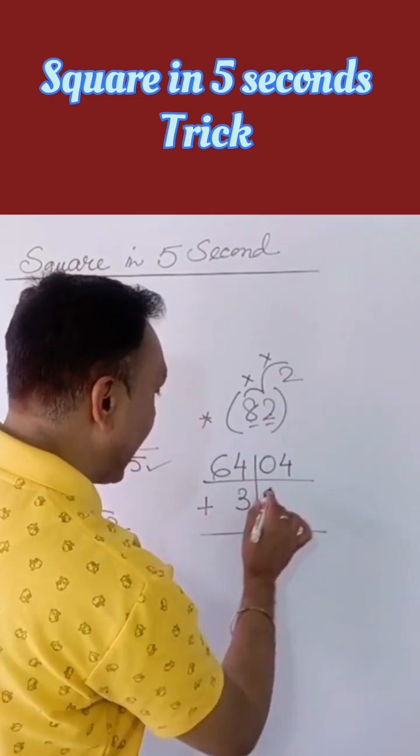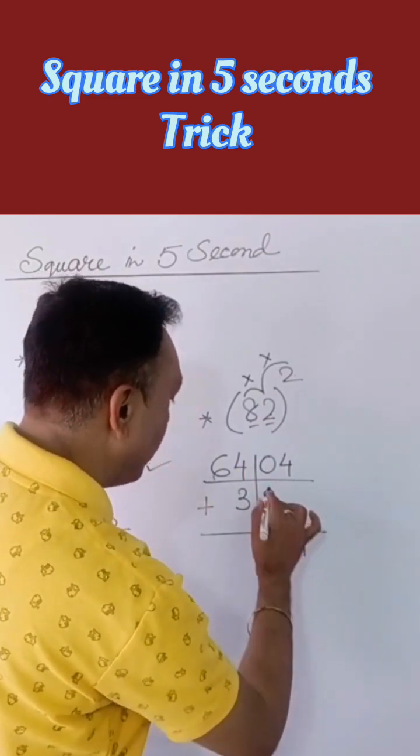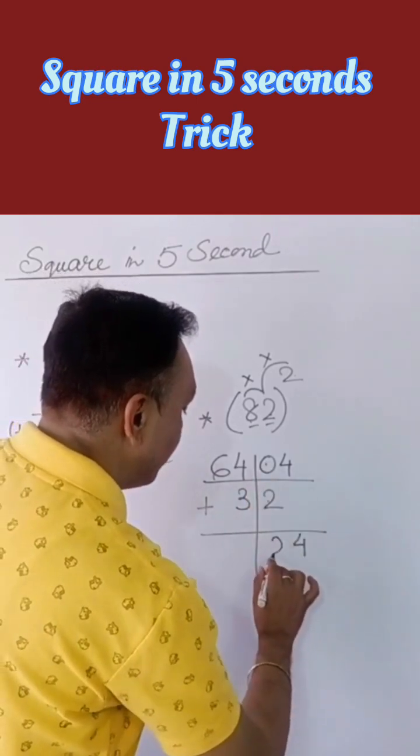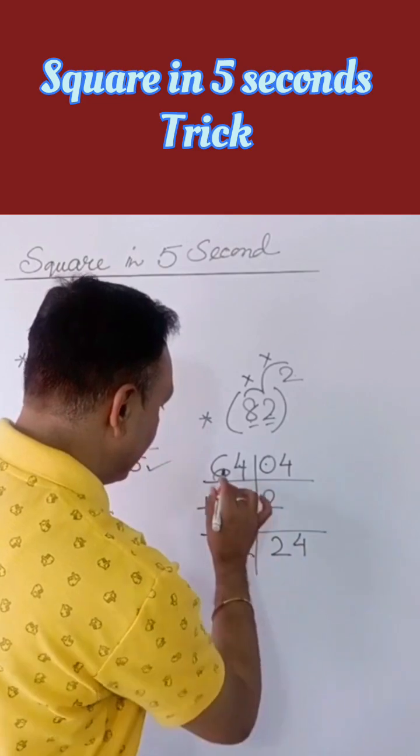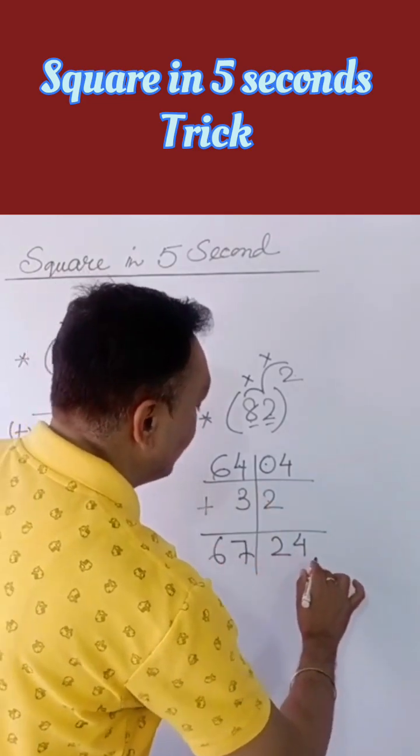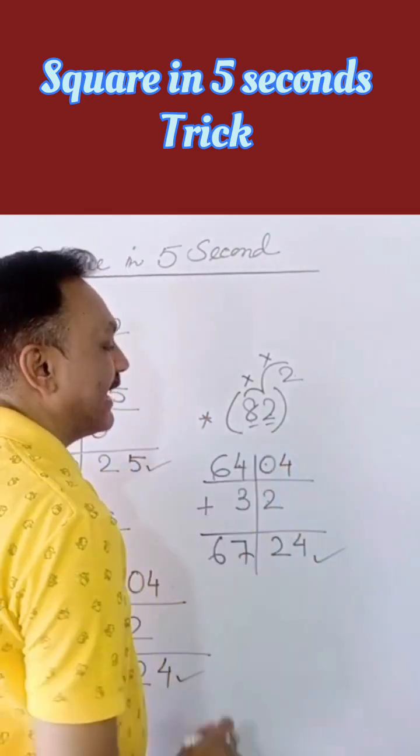So now I'm going to add. So this will give me 4, 0 plus 2, that will give me 2, 4 plus 3, that is 7, 6 here. So 6724 is the square of 82.